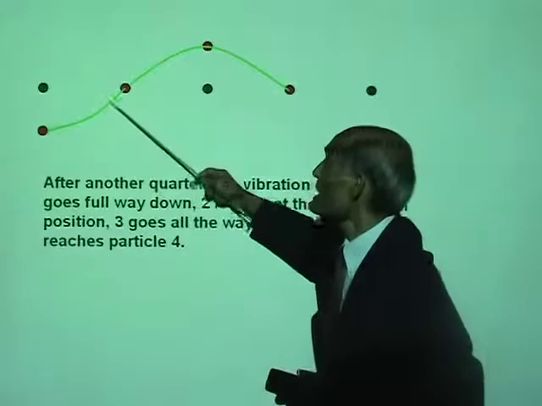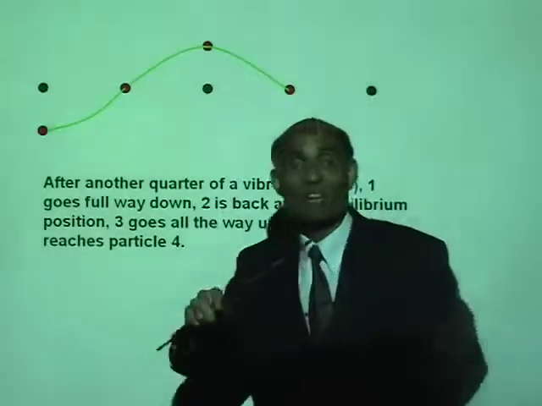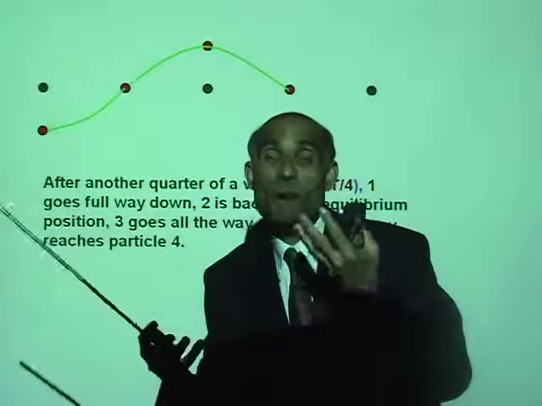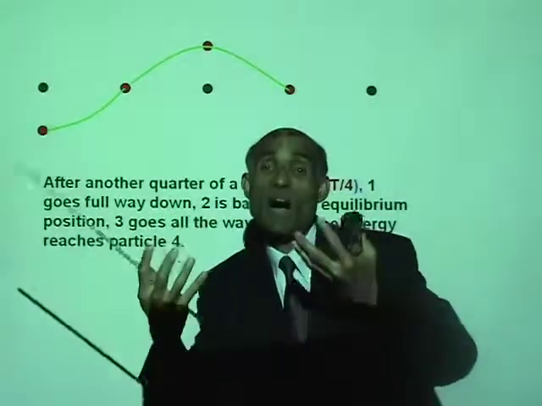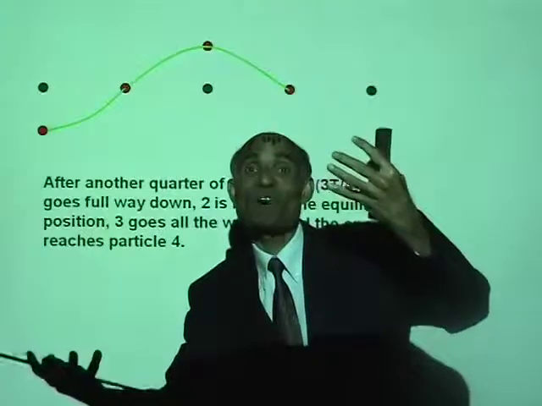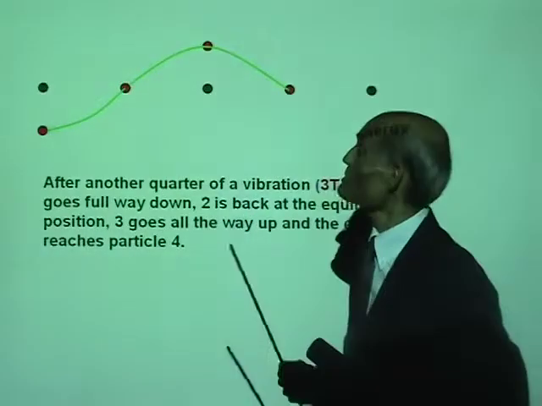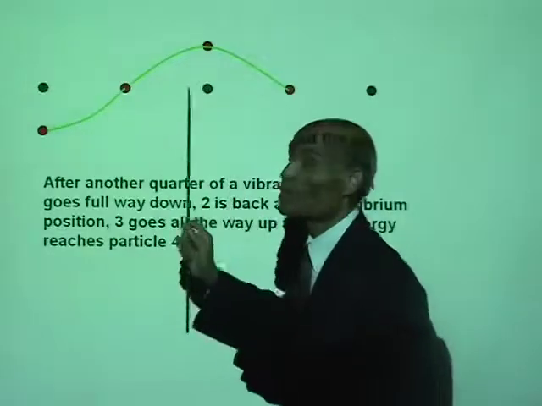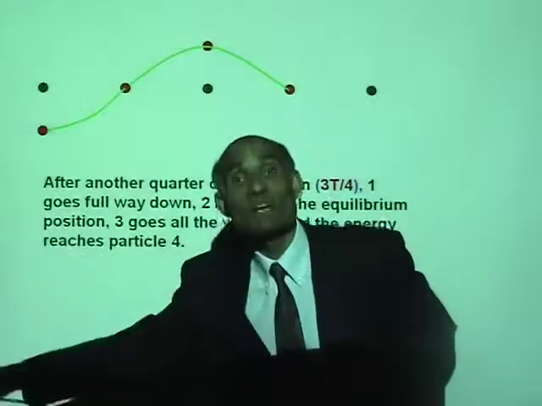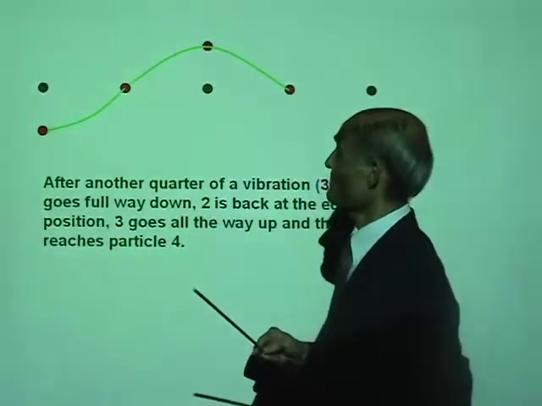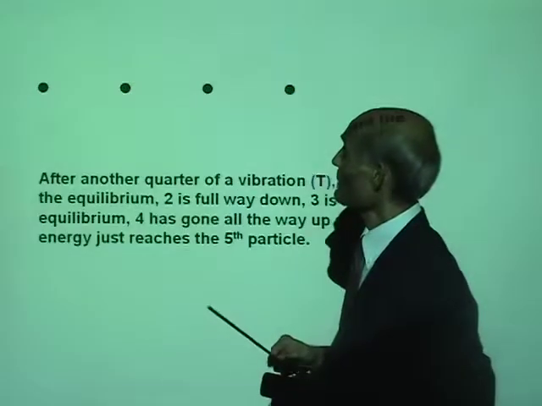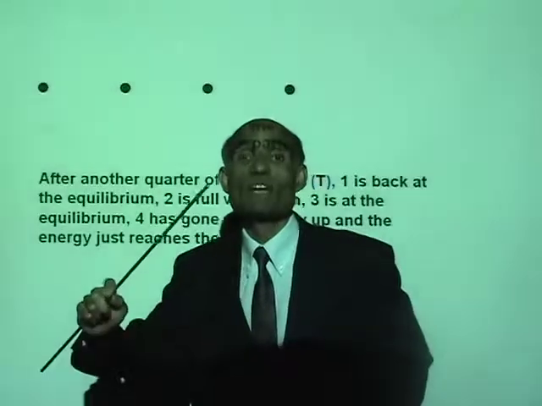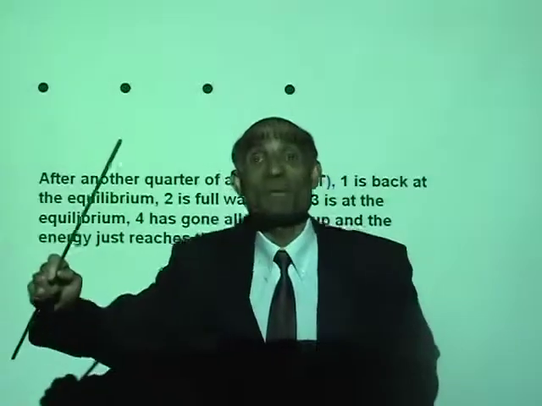Now look at the profile of the wave. This is how the wave begins to take shape. The particles of the medium are at different phases of their vibration. Can you tell me now, what will be the positions of these particles after another quarter of a period? Anybody tell me? Well, after another quarter means after one full period.